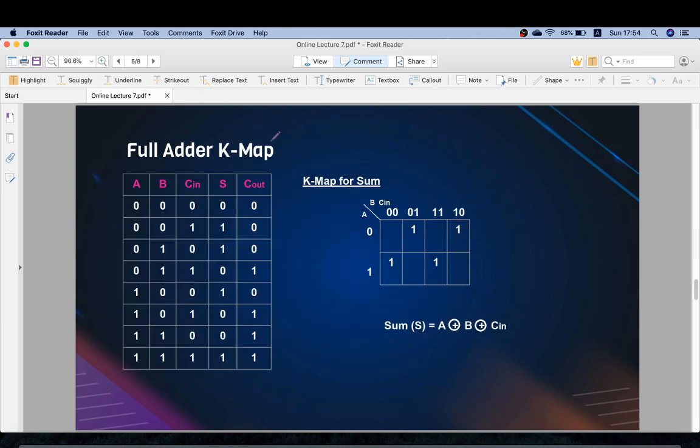Now we will draw the K-map for the full adder truth table. So we have two outputs, S that is sum and C out that is carry output. So there will be two K-maps for this. So let's start making the first K-map for the output S or sum. What are the rules? As we have three inputs, a three variable K-map will be drawn, A, B, C.